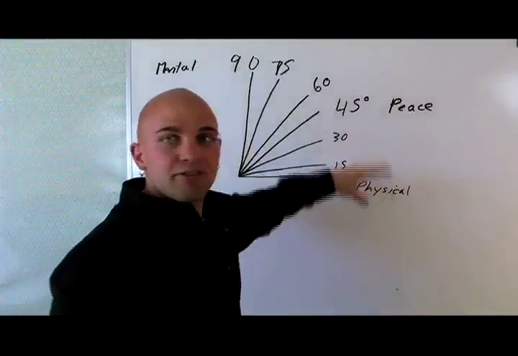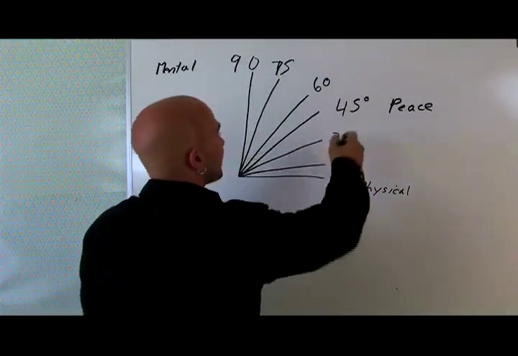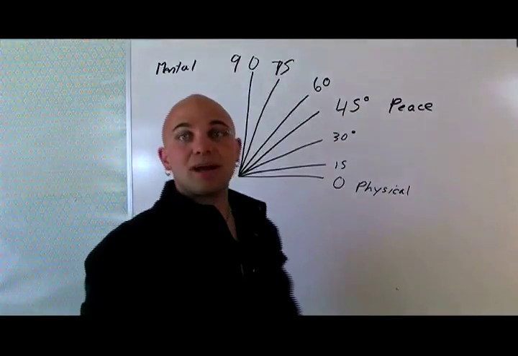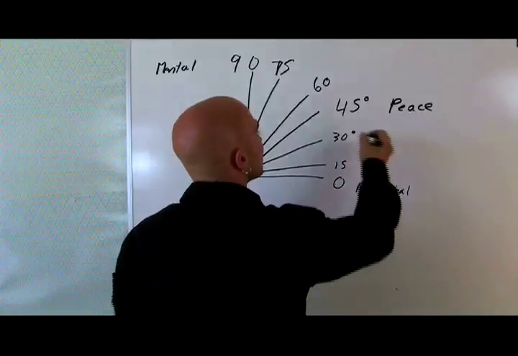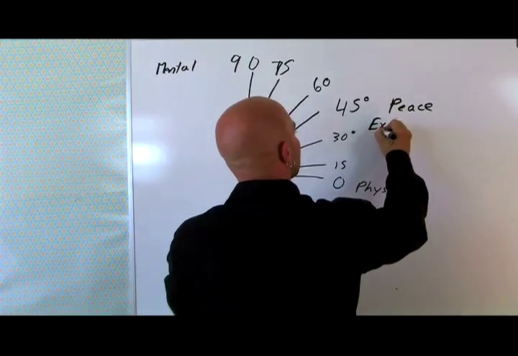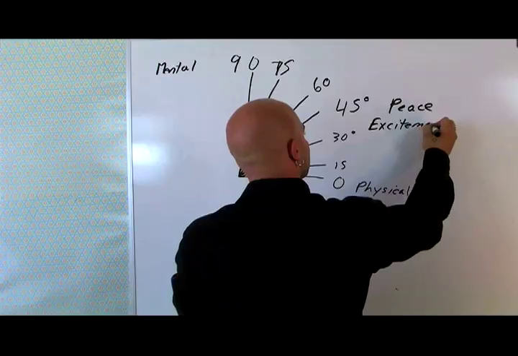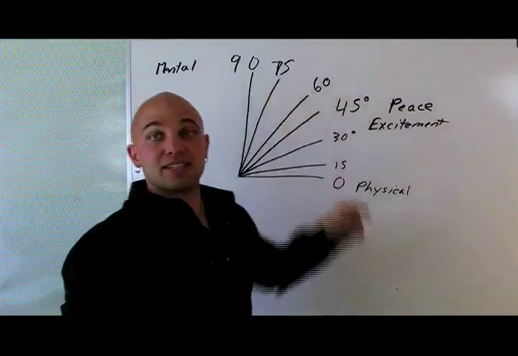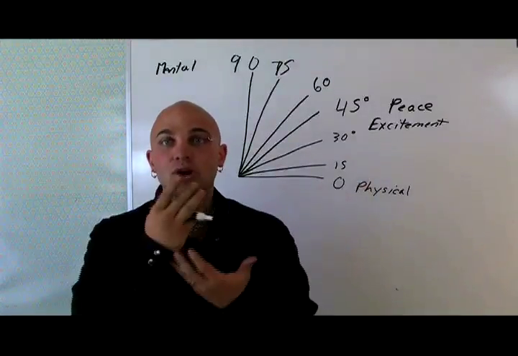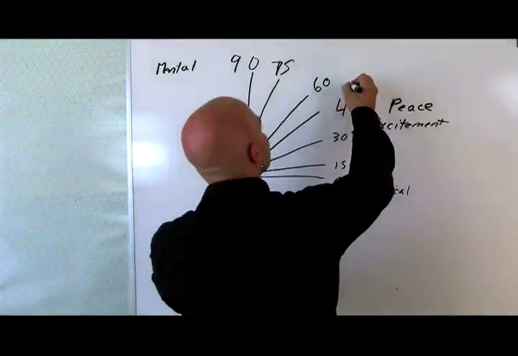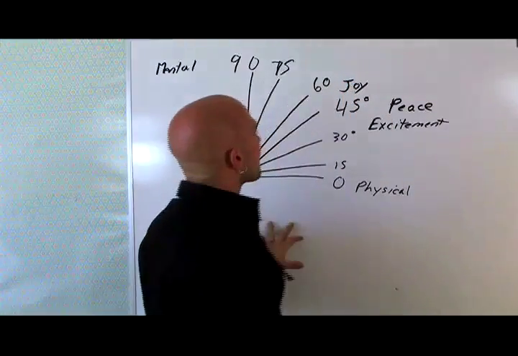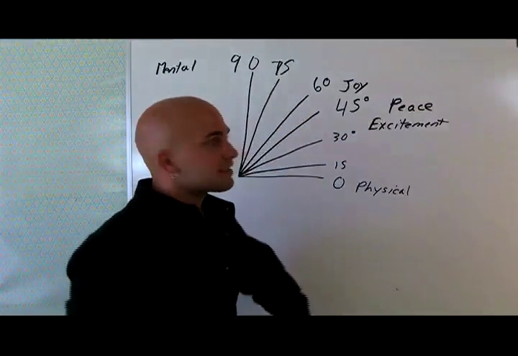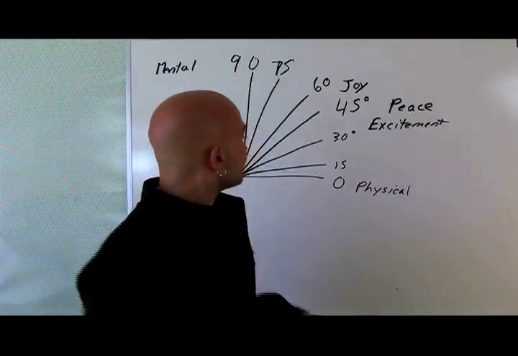Now, if you have a little bit more physical energy than you do mental energy, in other words, your vibration is between 30 and 45 degrees, you're going to be more externalized happy. So we're going to call this excitement. However, if your vibration is between 45 to 60 degrees, which is a little more internal happiness, we're going to call that joy. Now, between 30 and 60, I call these the creative states, because this is where all your creative energies lie.